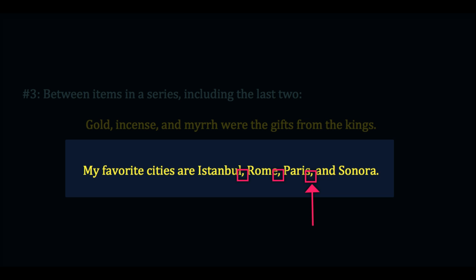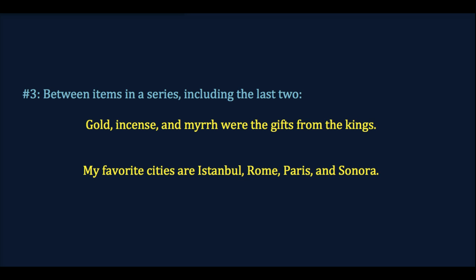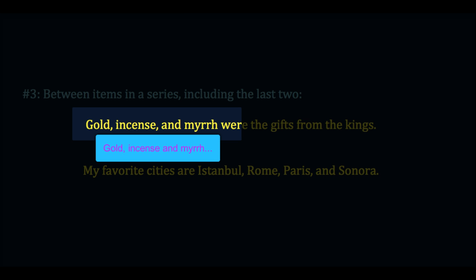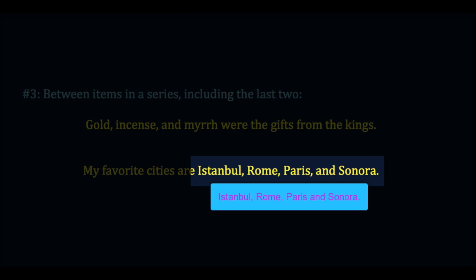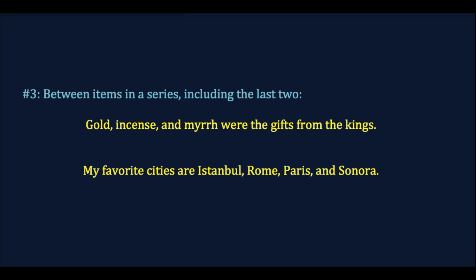Some publications don't use it, but the major ones, like the New York Times and the New Yorker, they still use it. The rationale being that the comma between each of the items makes each of the items of equal weight. Otherwise, it almost rushes the last two together. Gold, incense, and myrrh. Favorite cities, Istanbul, Rome, Paris, and Sonora. So that's the rationale. Give them equal weight by halting them with the comma.